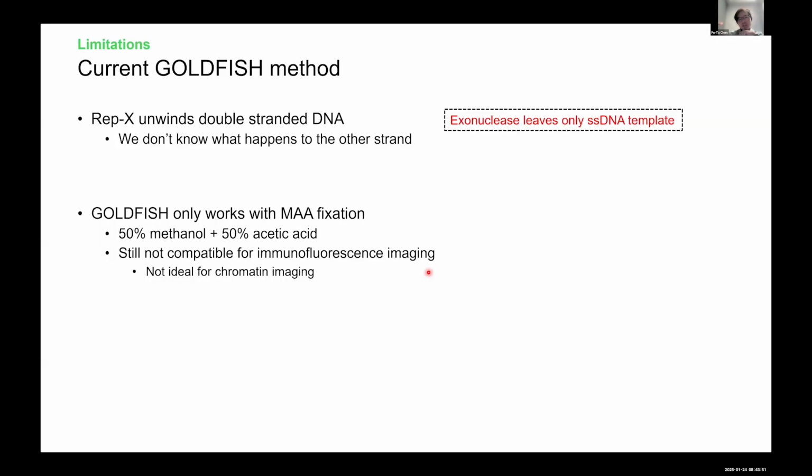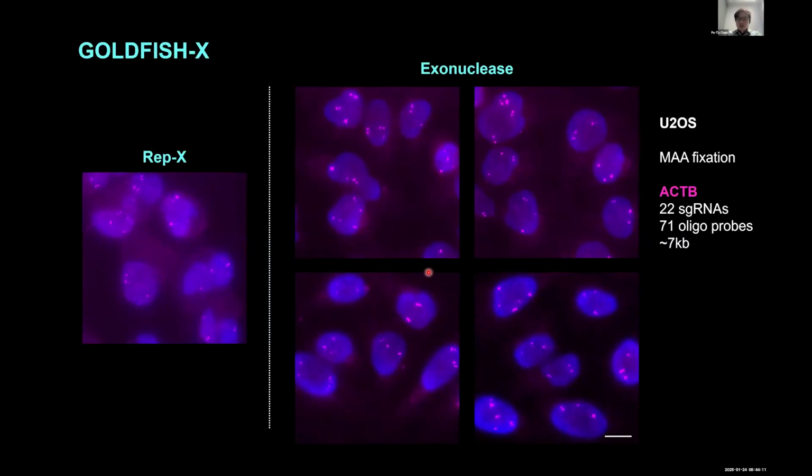So now the exonuclease solved one of the problems that the original GOLDFISH left, which is that it really generates single-strand DNA templates for our probe hybridization. So now we want to ask, how is the performance of GOLDFISH-X? At the largest scale of segment labeling, for example a 7 kb region, we found that the exonuclease performs pretty similarly to the results from the helicase case.